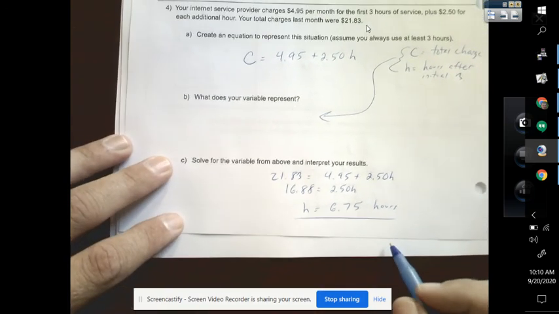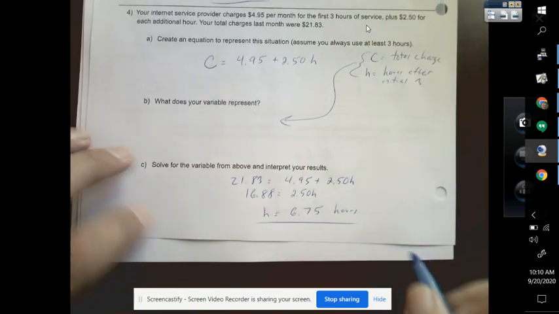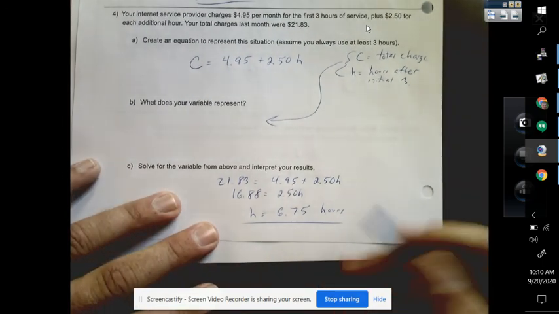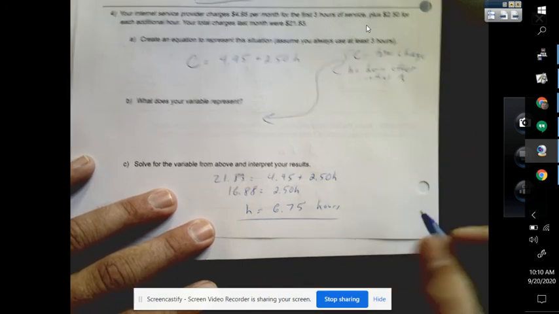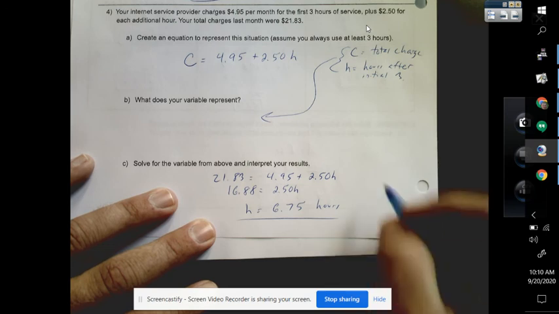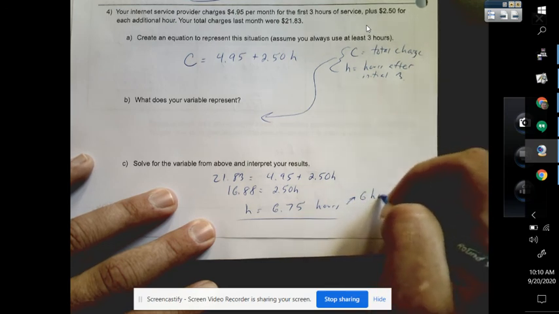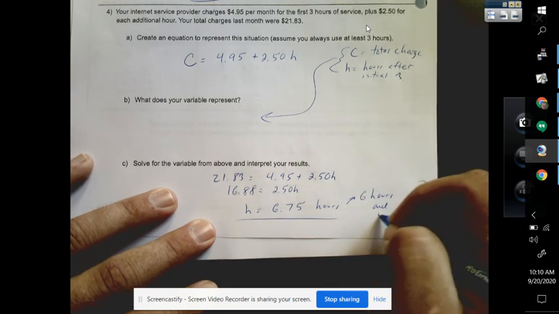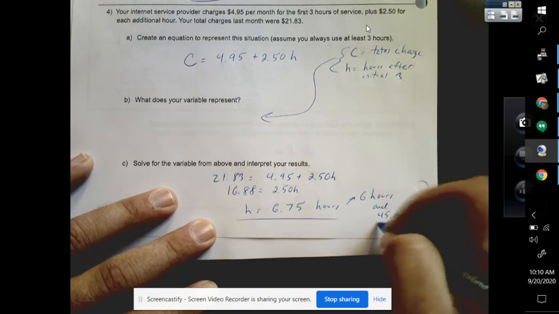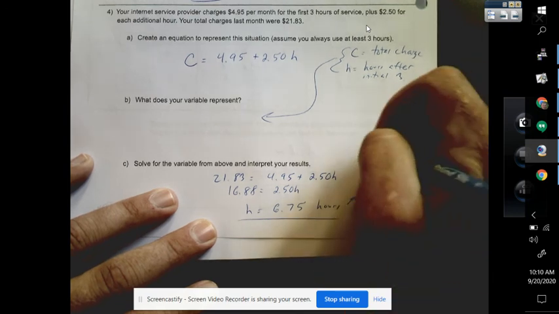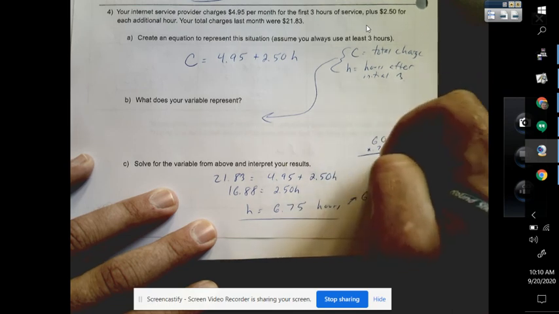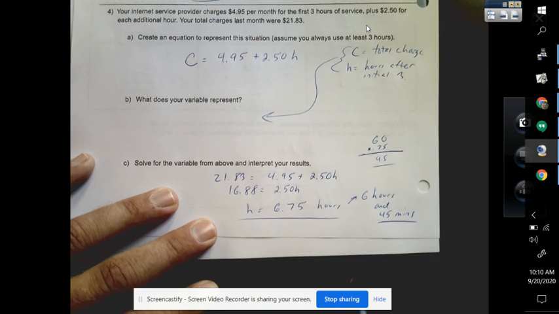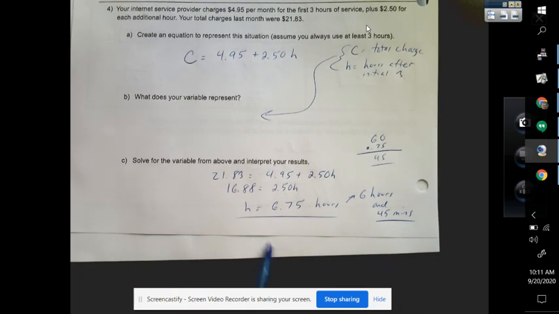So all well and good. I would say this though, guys, you don't normally talk like this when you're talking to your friend. You don't normally say, hey, you want to hang out for 6.75 hours, right? That's 3/4 of an hour. So what you would normally say is 6 hours and 45 minutes. How did I do that? Well, we could just do 60 times 0.75, and that would give you 45. So it's a simple idea here. You'd be fine if you had this, but it just makes more sense to convert to minutes as well.